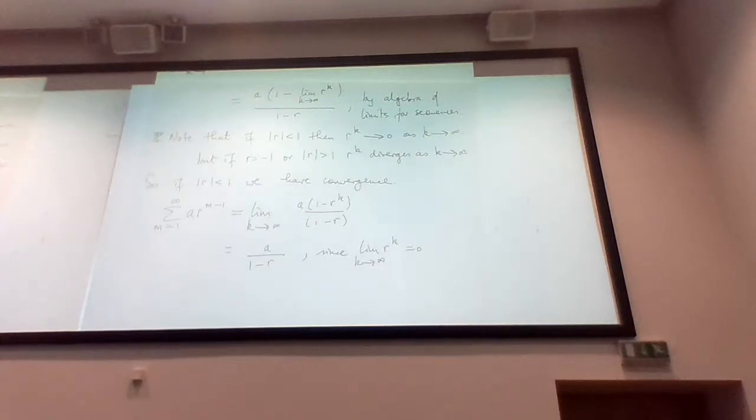So when the absolute value of r is strictly less than 1, we do have convergence, and even better than that, we have a simple enough formula for the sum of the series using the a and the r that tells you what the sum of the series is. Okay, I'll show you a few examples of using that. But any questions about the proof of the argument?